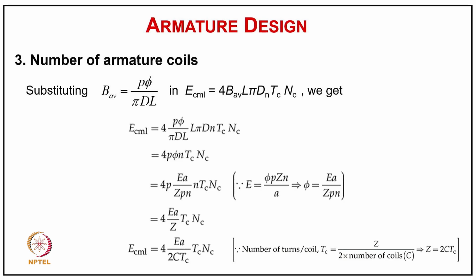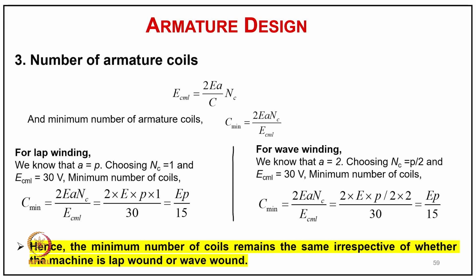That equals 4 P phi N TC NC, or 4 P EA upon Z P N into N TC NC, or equal to 4 EA upon Z into TC NC, or ECL equal to 4 EA upon 2C TC into TC NC. Now ECL becomes 2A upon C into NC. So the minimum number of armature coils is C minimum equal to 2 A NC upon ECL.